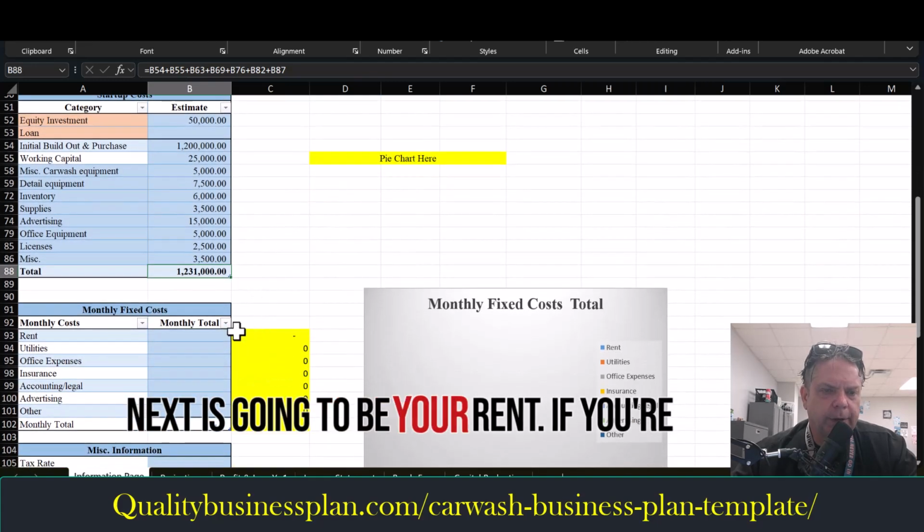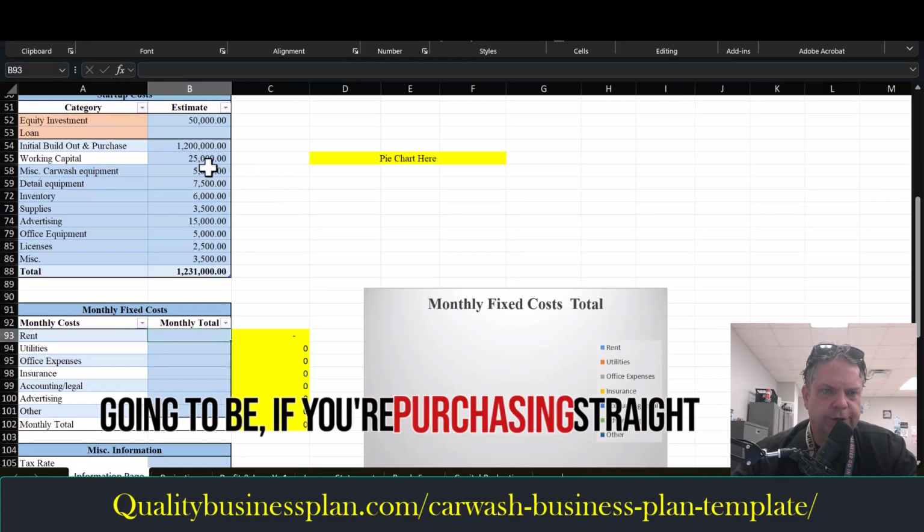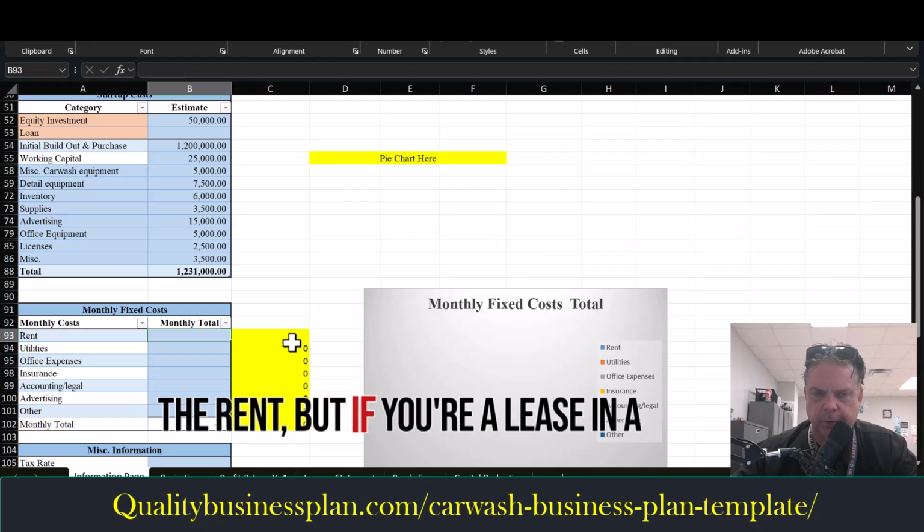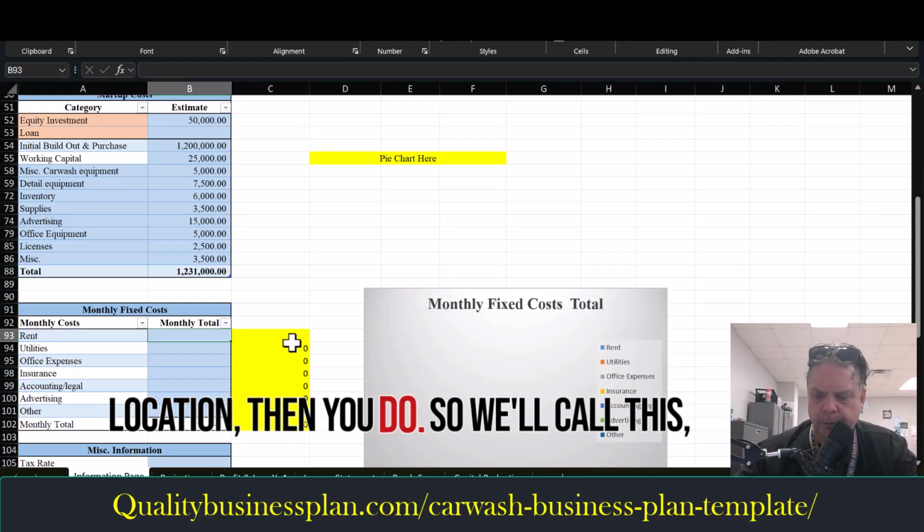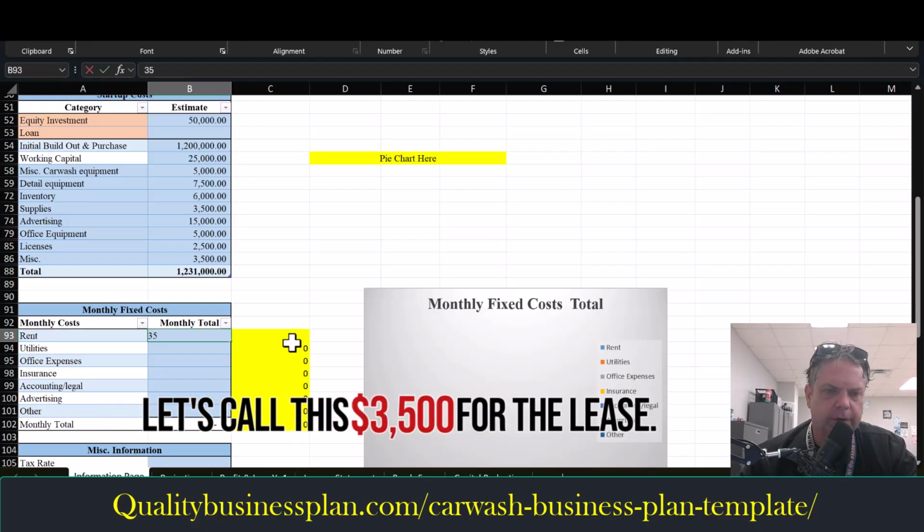Next is going to be your rent. If you're purchasing straight out, then you don't have to worry about the rent. But if you're leasing a location, then you do. So let's call this $3,500 for the lease.